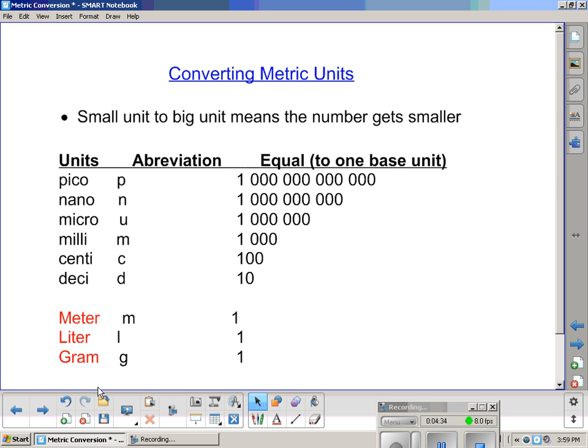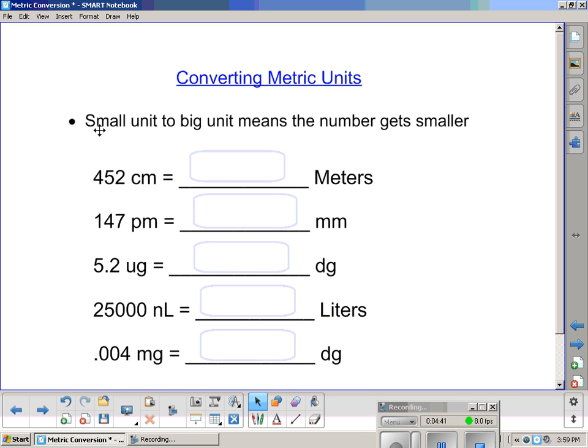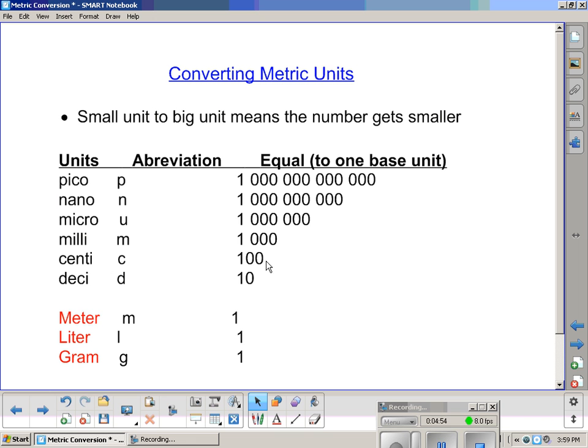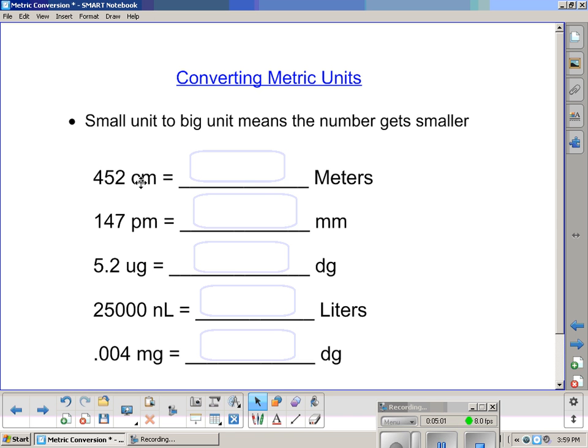Okay, so let's go on to some examples that aren't quite as obvious as these, and that are more practical. Again, we have our statement that small unit to big unit means the number gets smaller. So if we have 452 centimeters, if you look back at our chart, it had 2 zeros. We would have to move 2 decimal places to make that be a 1. So here, to go from centi to meters, we have to move 2 decimal places.